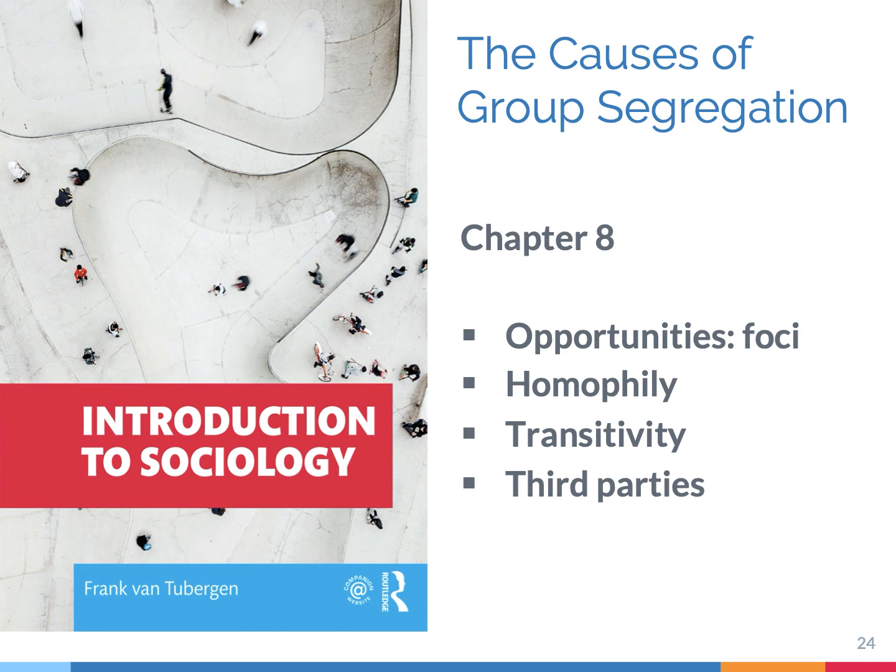In summary, group segregation is caused by multiple factors. The foci in which we participate are often segregated, which means that we often meet people who are similar to us. On top of that, people also have a preference to become friends with in-group members. There's a lot of evidence for this homophily tendency. Group segregation then tends to get amplified because of the transitivity tendency. And finally, third parties generally promote in-group ties. So the combination of these four mechanisms leads to group segregation.